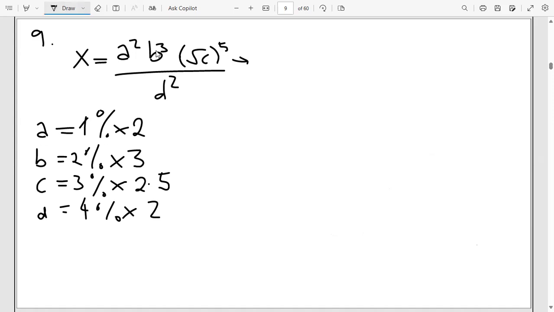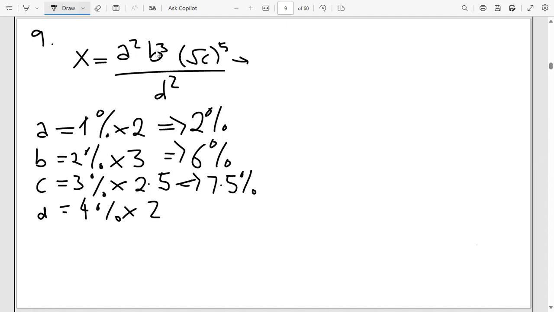So from these, what are we getting? We have 2% here, which means the maximum contribution of A is 2%. The maximum contribution of B is 2 multiplied by 3, which will be 6%. We have the contribution of C, which is 3% multiplied by 2.5, and this is going to give us a maximum contribution, or a total contribution of C of 7.5%. Then we have D, which is contributing 4%, and we are going to multiply it by its power to get the total contribution of D to the percentage uncertainty of 8%.